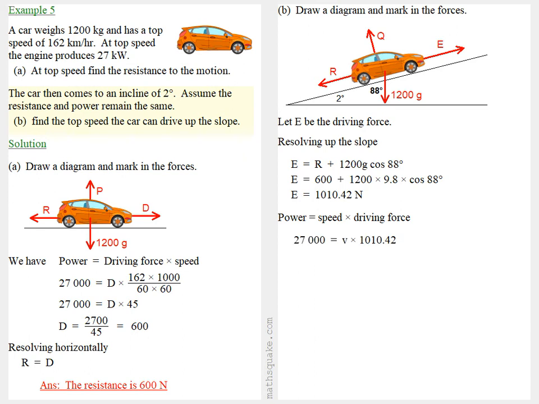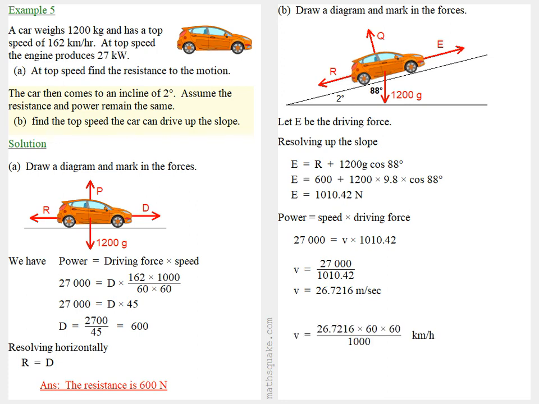Now the power is equal to the speed times the driving force. The power is 27,000 watts and the driving force is 1010.42 newtons. So we get V is equal to 27,000 divided by 1010.42, which works out to be 26.7216. So the speed is 26.72 meters per second.